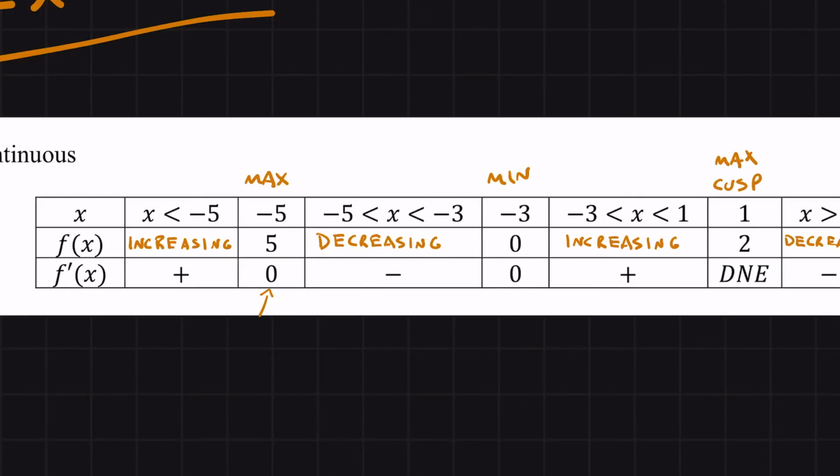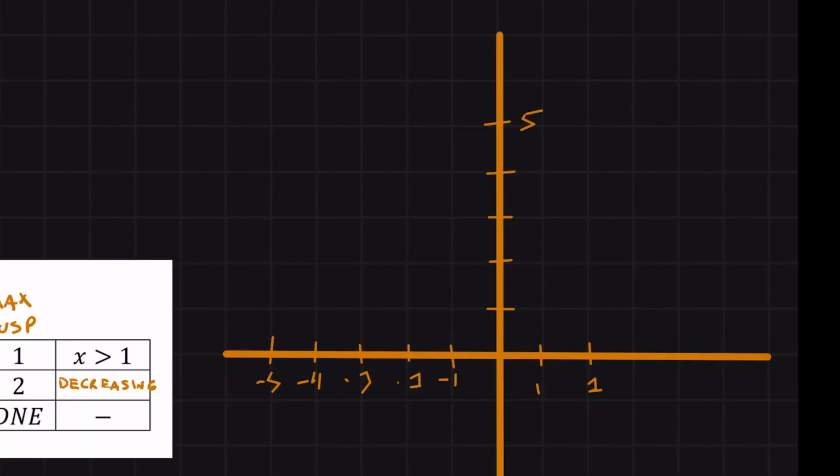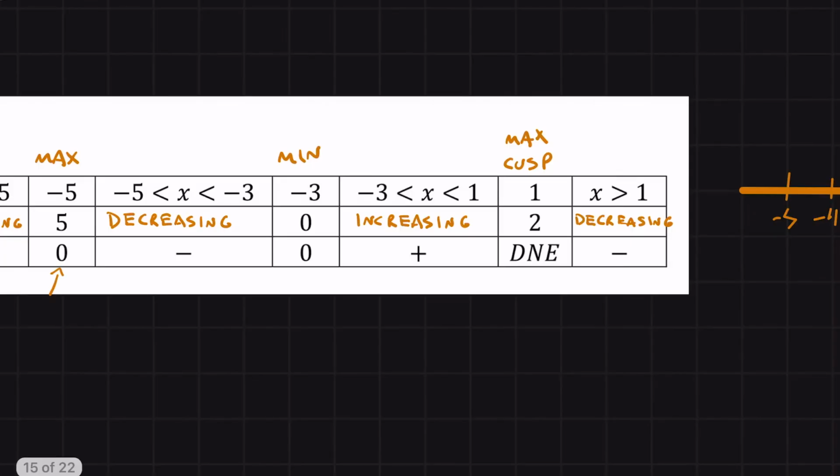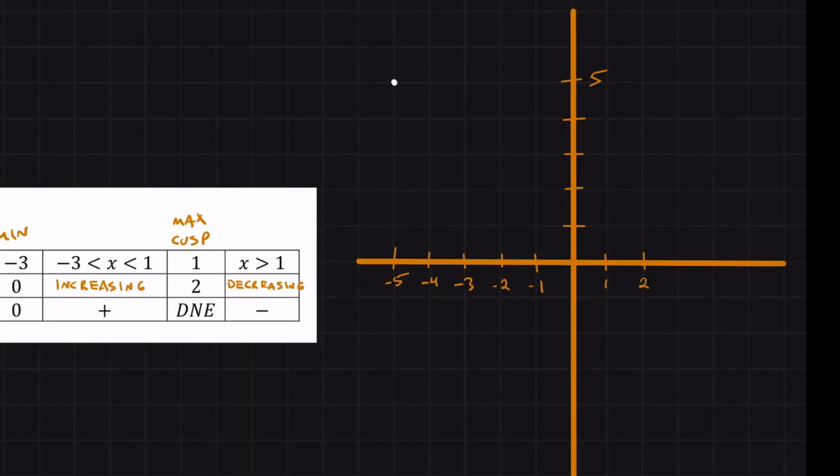This table does provide us some information about y values for different values of x. At -5, we know that the y value of f is 5. So that would give us the coordinate -5, 5. At -3, the y value is 0. That means we'd have the coordinate -3, 0. At x equals 1, the y value is 2. So that would be the coordinate 1, 2.